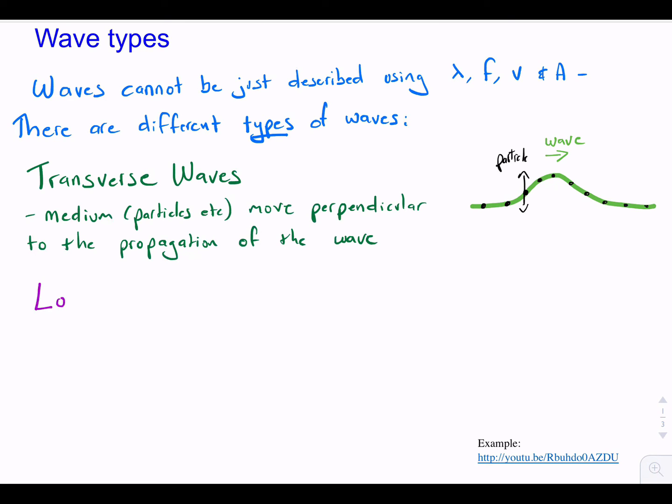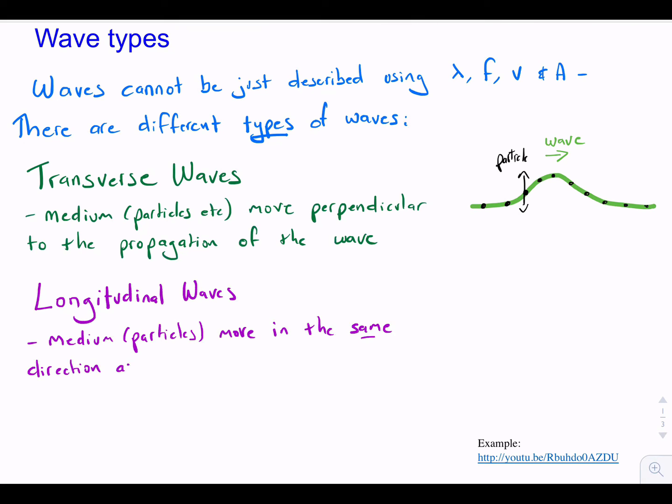The second wave type is longitudinal waves. Here, the medium, or particle, move in the same direction as the waves. We can imagine this as a compression wave. So if we draw this and we have a region that's more highly compressed in the center, we can see that the wave is traveling to the right, and the particles, we have a higher concentration of particles where the wave front is, and they're moving in the same direction as the wave.